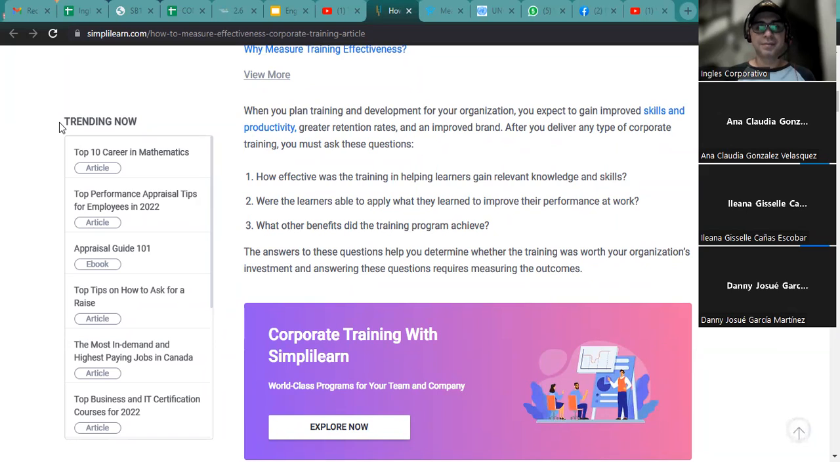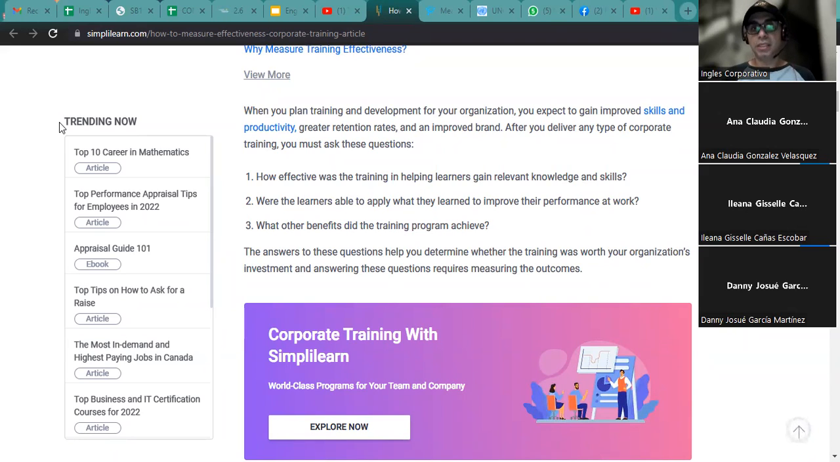So it's important to find out, in both ways, if the trainees were able to learn what they were supposed to learn, and on the other hand, if the trainers were capable, and if the investment the company made was worth it or not. Because in case it's not working, it's necessary to look for other providers.